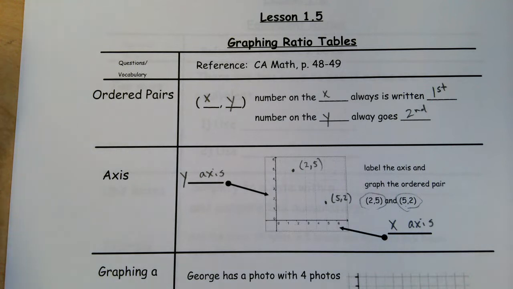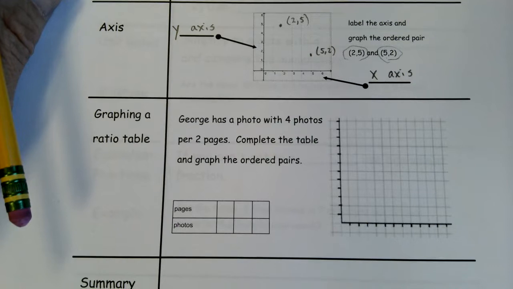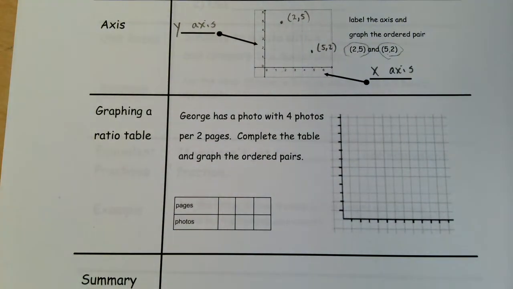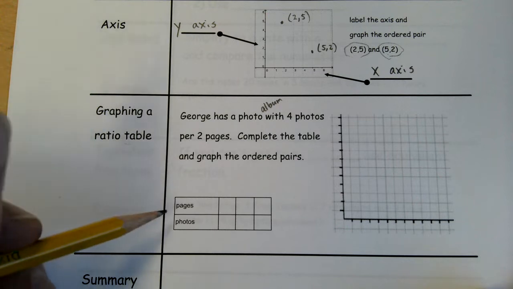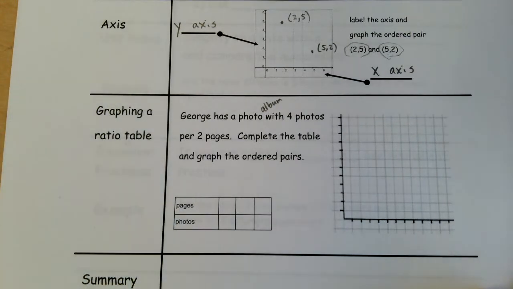Now we're going to look at the ratio tables and put those on a graph. Our example here says George has a photo album with 4 photos per 2 pages. Complete the table and graph the ordered pairs. You'll notice that the ratio table is written pages and photos here. So you need to do the same thing, right?